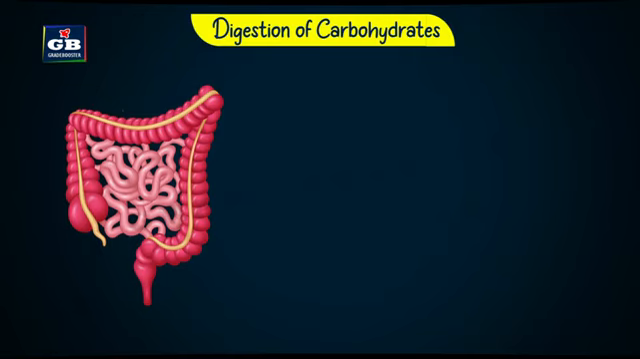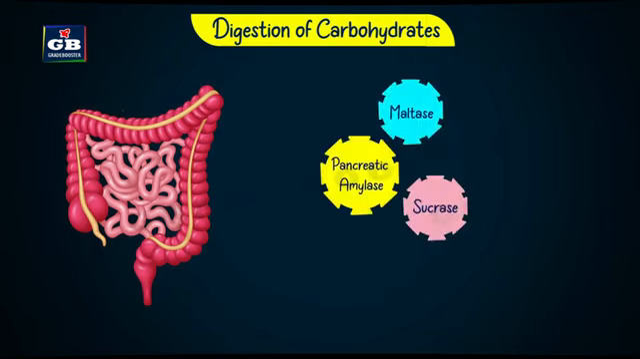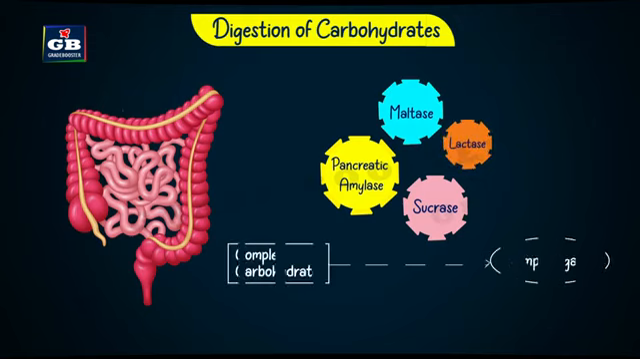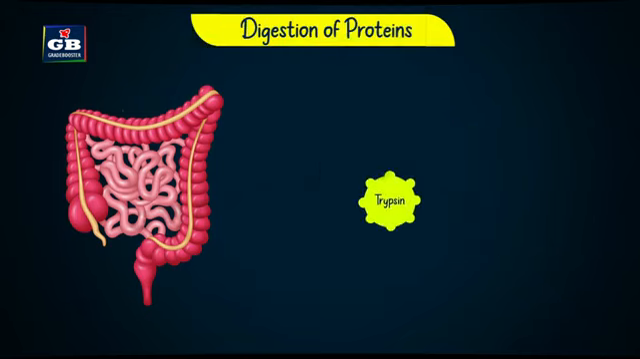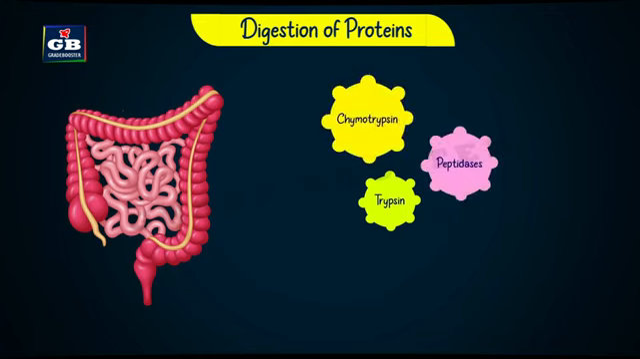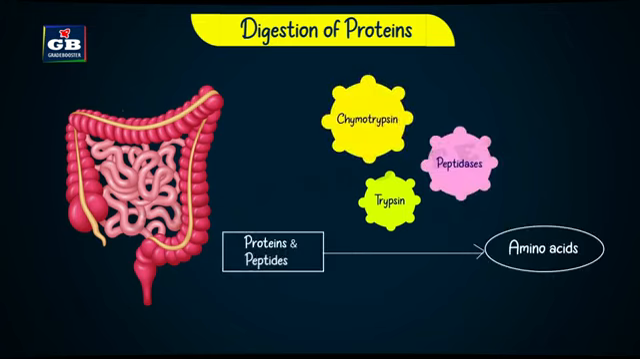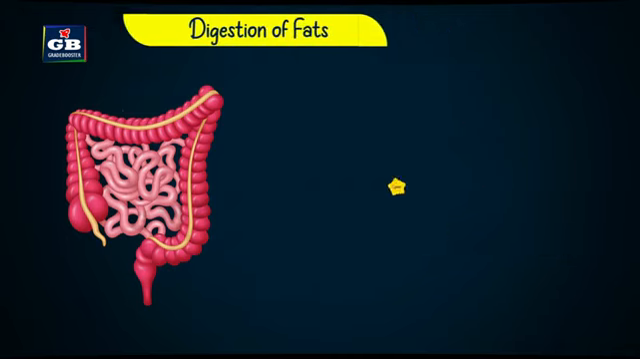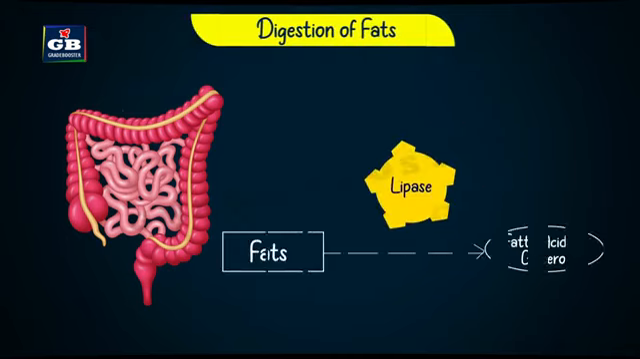In the small intestine, enzymes like pancreatic amylase, sucrase, maltase, and lactase digest the carbohydrates to simple sugars called glucose, galactose and fructose. Enzymes like trypsin, chymotrypsin and peptidases convert the proteins and peptides into amino acids. Lipase converts the fats into fatty acids and glycerol.